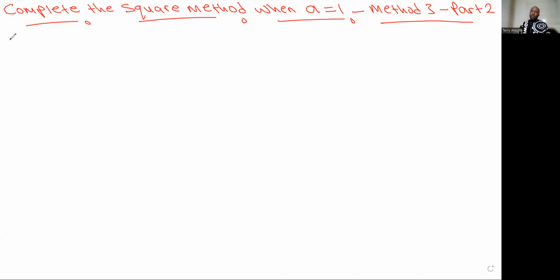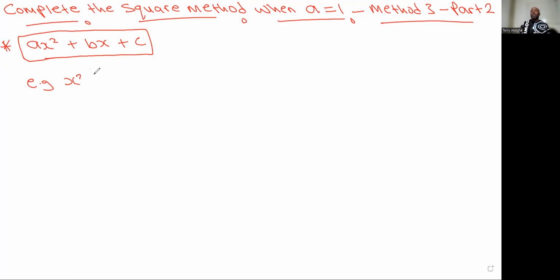So let's get straight to it. We're going to start with the first one. Just to remind you, the general expression of a quadratic equation is ax squared plus bx plus what? c. We said it 1,001 times. In this case, we want to use the completing the square method when a is equal to 1. So the a value is equal to 1, something like x squared plus 5x minus 7, for instance, and you were told to solve this using the completing the square method.